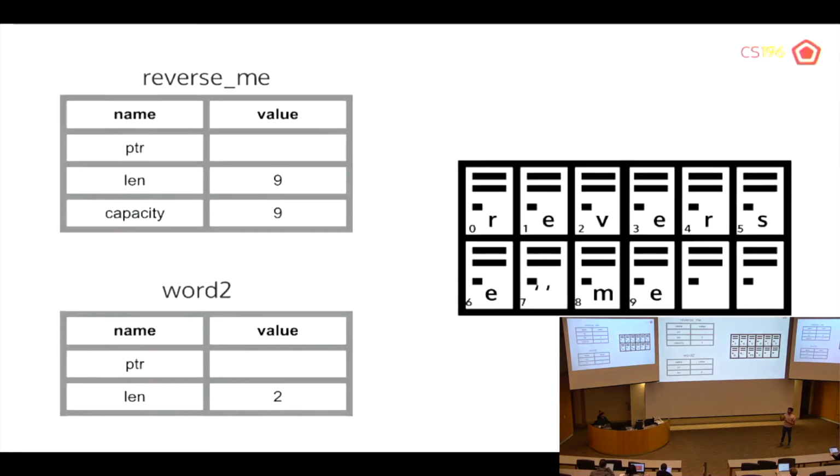So let me explain that graphically since it's easier. Let's say in memory in the heap we have this reverse me over here. We can see it goes from 0 to 9, and each byte is stored in a different area in the heap. Reverse me over there is the string, and word 2 is the slice.